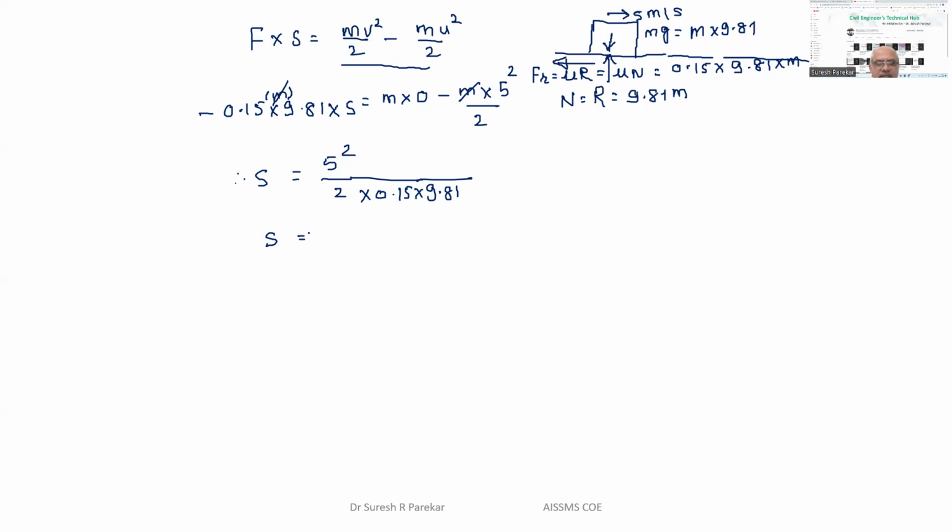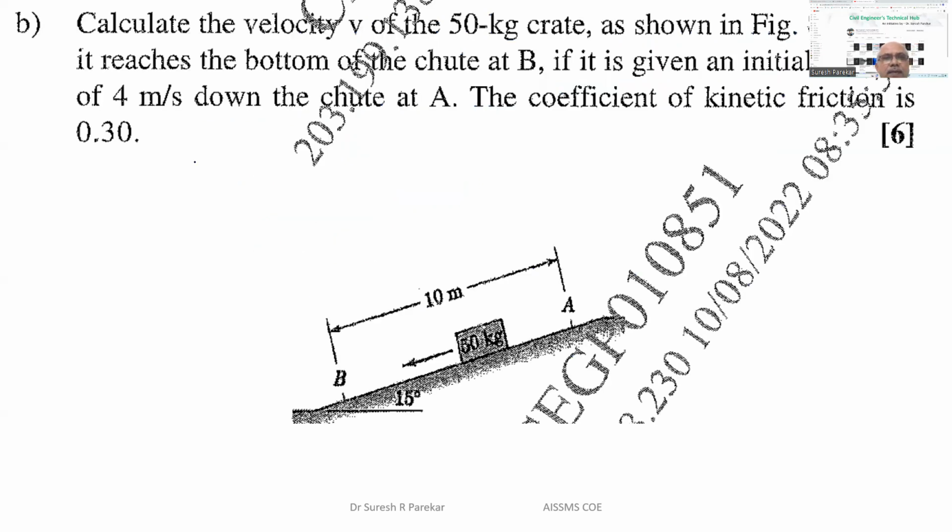So that value I will just calculate: 25 divided by 2 into 0.15 into 9.81. It comes to 8.5 meters. So the package will cover a distance of 8.5 meters before coming to rest. Then we have another problem. Calculate the velocity V of the 50 kg crate, as shown in the figure, when it reaches the bottom of the chute at B.